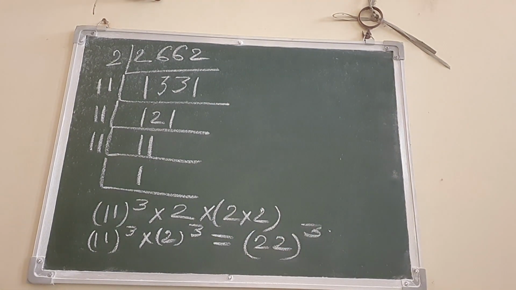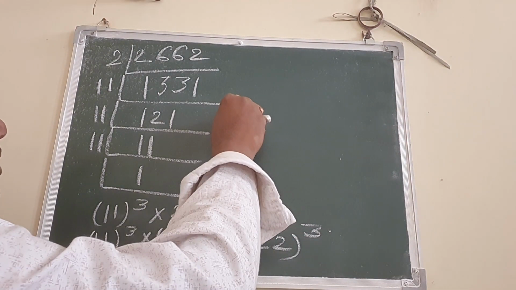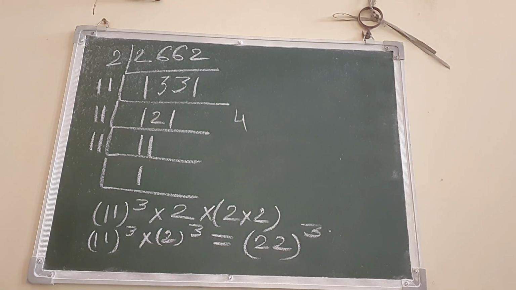So what is the smallest number that should be multiplied to make it a perfect cube? That is 4. So this is our answer. And what is that perfect cube root? That is 22, the cube of 22. So I think you all might have understood this question. So we are proceeding to the next question.